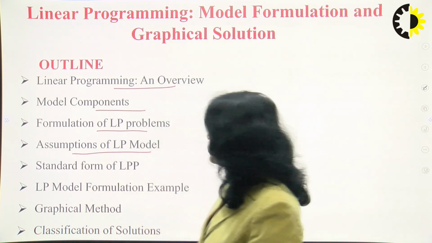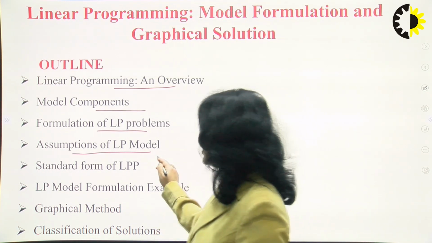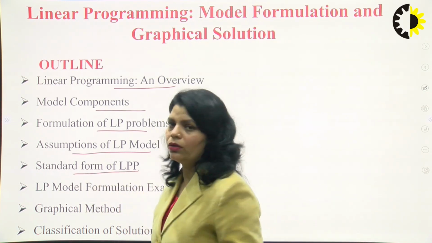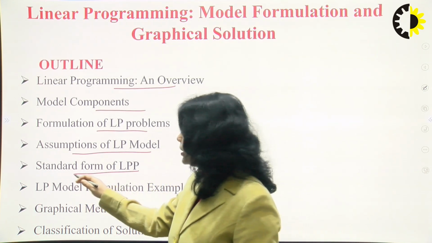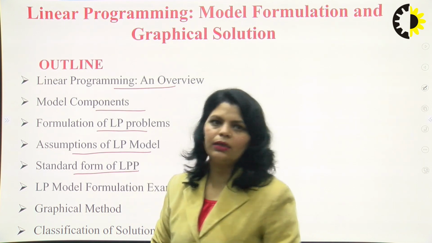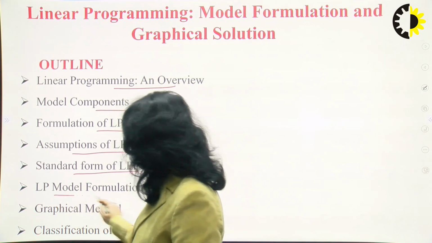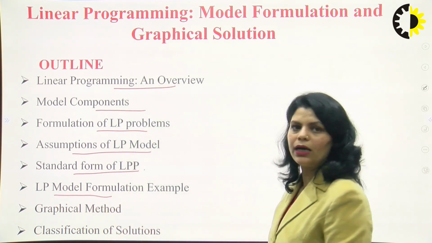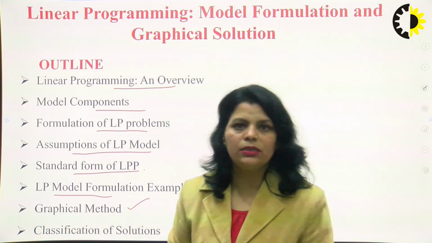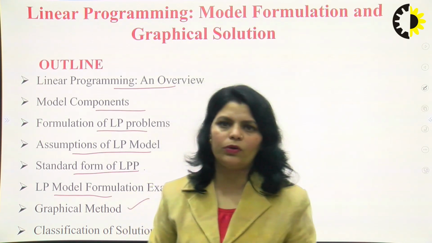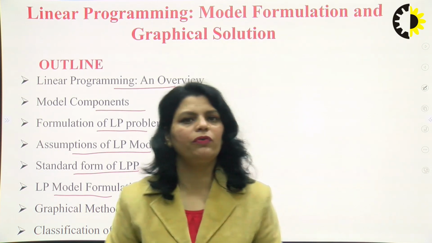After that, we will see what assumptions are made during the LP model. Then we will see how we can write the LP in mathematical form and what the standard form of writing linear programming problems is. Then we will see the LP model formulation with the help of an example. Then we are going to discuss the graphical method, meaning how we can solve the linear programming problem with the help of the graphical method. And in the last, we will see the classification of different solutions.